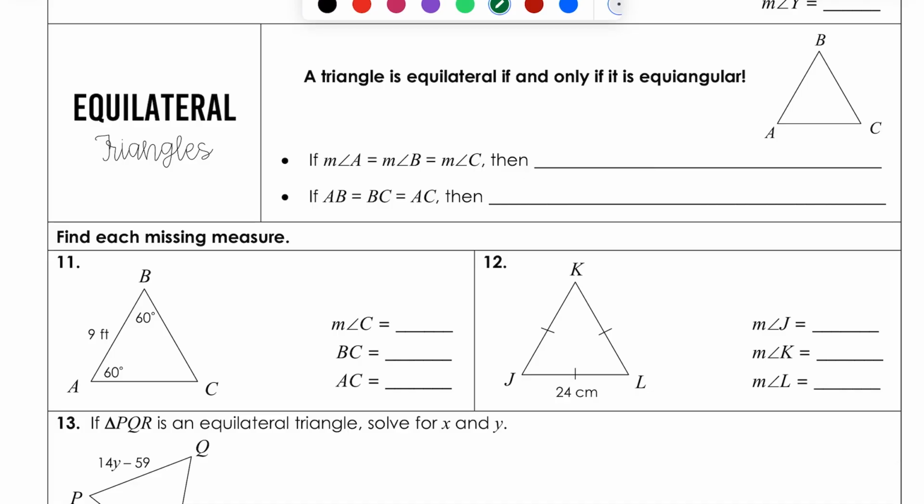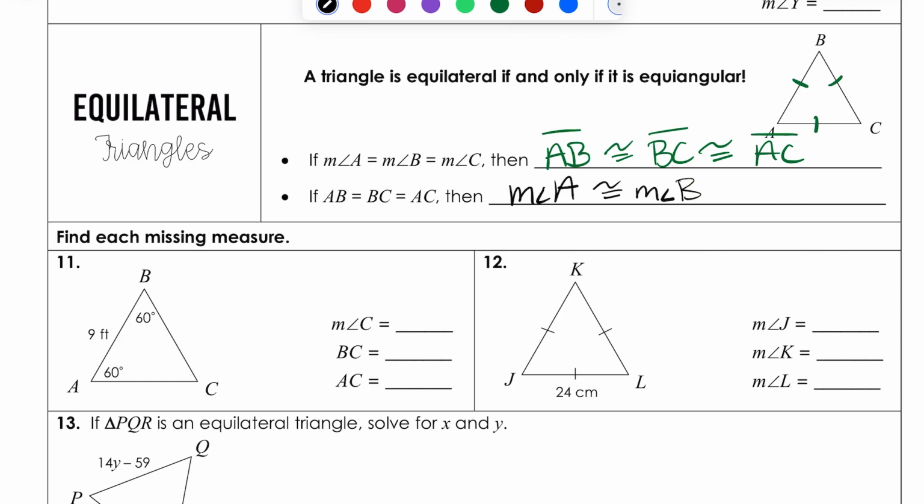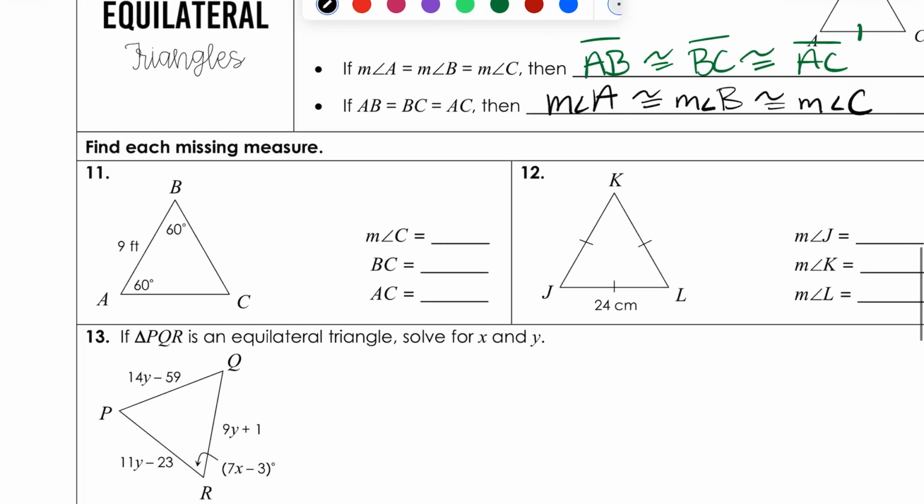So then equilateral triangles, remember equilateral means all sides are congruent, and that's because the angles are congruent. Because the angles are congruent, we know line AB is congruent to line BC, which is also congruent to line AC. And let's say I only told you that these sides were congruent, then you would know that because the sides are congruent, the angles are also congruent. This is a cool little fact. It's pretty neat.